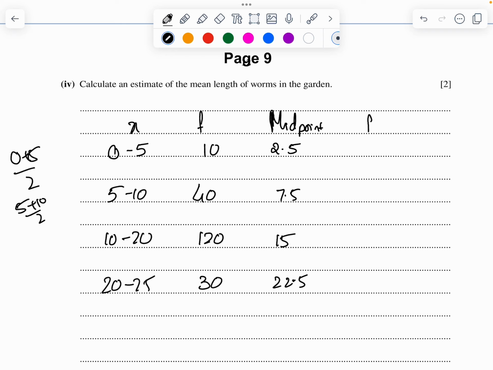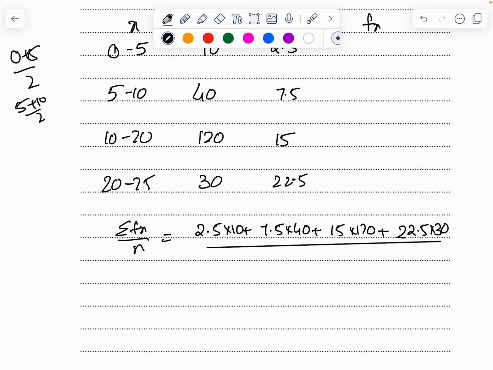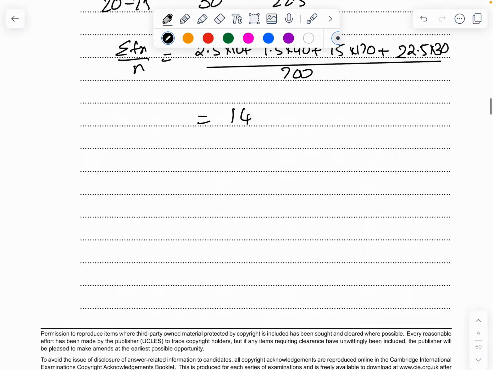Then I have to find fx. The formula is sigma fx upon n, which is going to be 2.5 times 10 plus 7.5 times 40 plus 15 times 120 plus 22.5 times 30, divided by 200. Simplify that, you should be getting 14 as the answer.